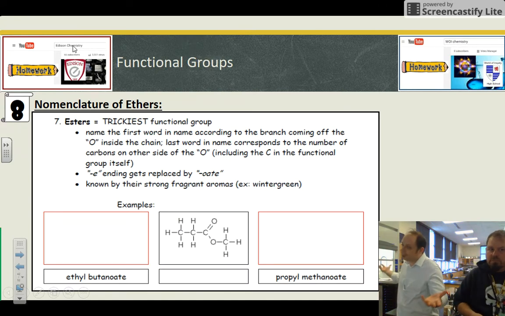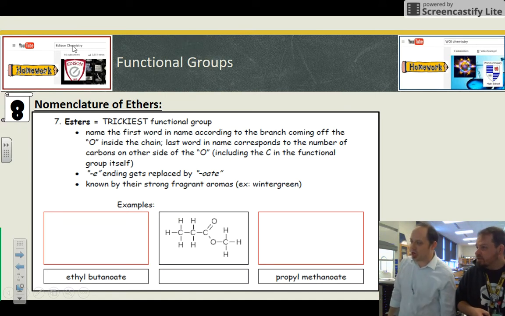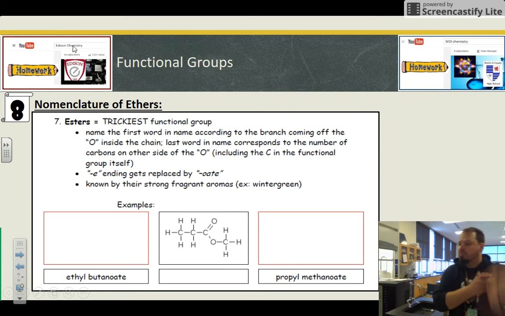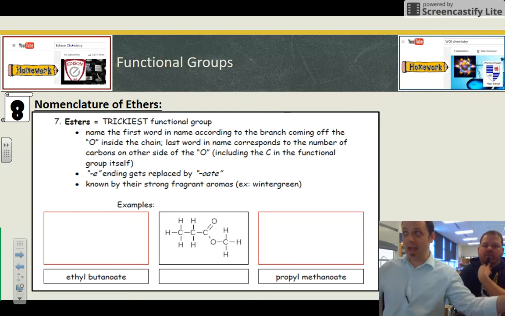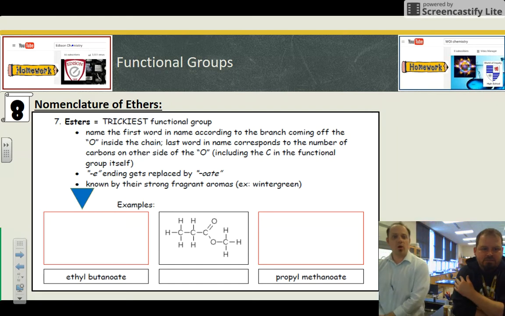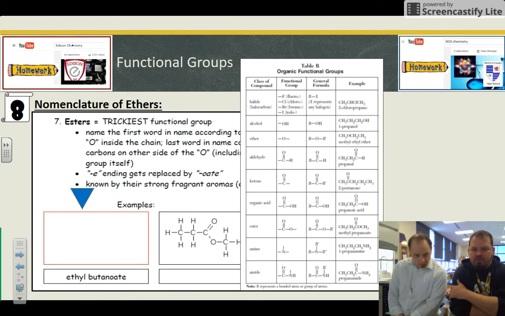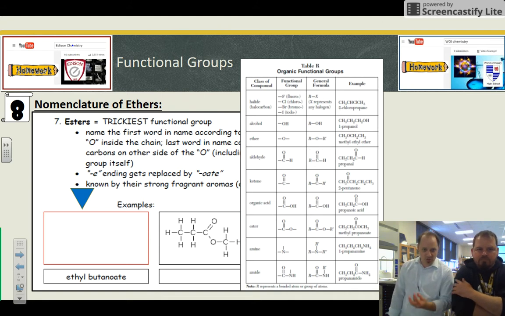All right. Now these are not ethers. These are esters. We're going to see if I did this one right. Ethyl butanoate. Can you say that one more time slowly? Butanoate. Ethyl butanoate. Esters are like ethers in that there's an oxygen bridge in the middle, but it's right next to a carbonyl group. So you have to name 2 branches.